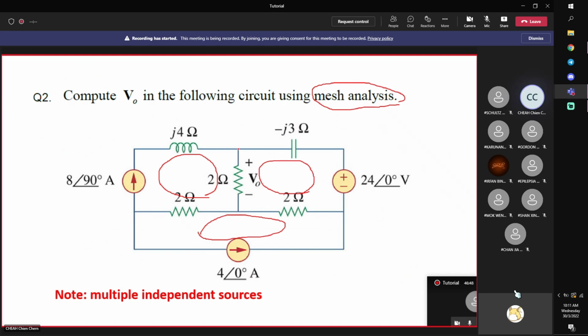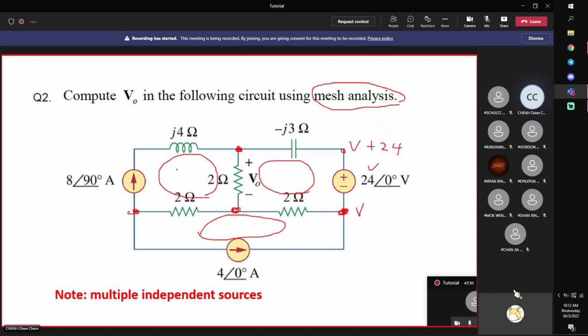Now, if you count the nodes, 1, 2, 3, 4. Correct? This one is a node. There are two components connected together, but if you know this voltage, then this is just V plus 24. So it doesn't introduce any unknown, because this is known. So 4 nodes, 3 meshes. The choice is clear, and there's something even better.